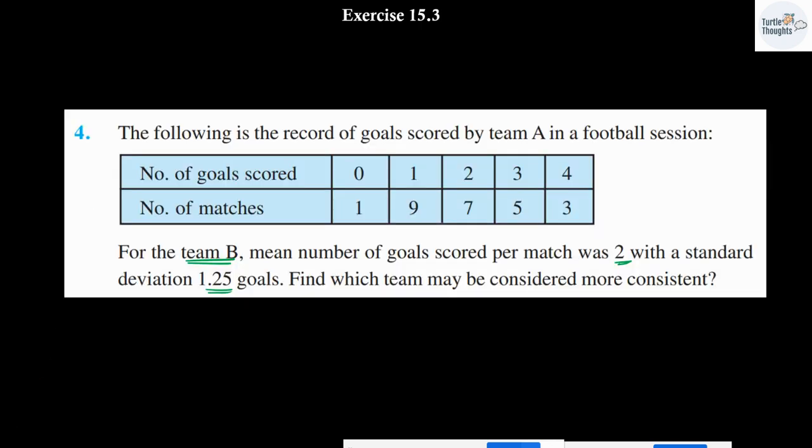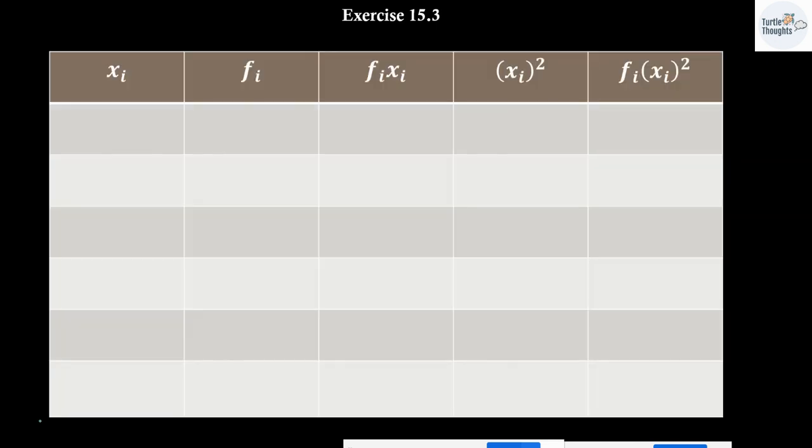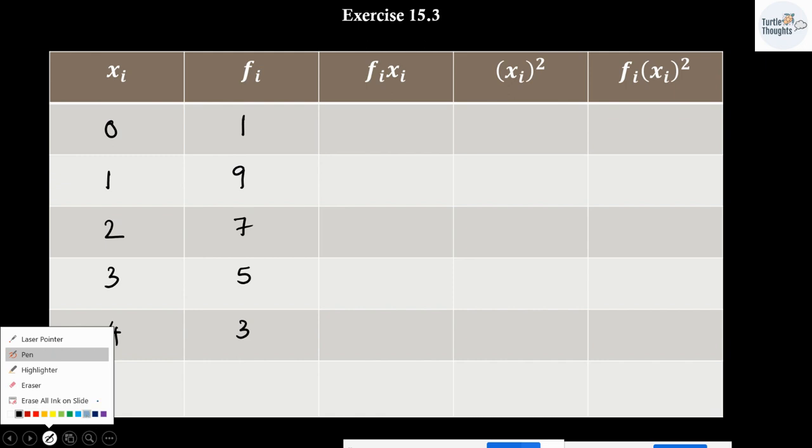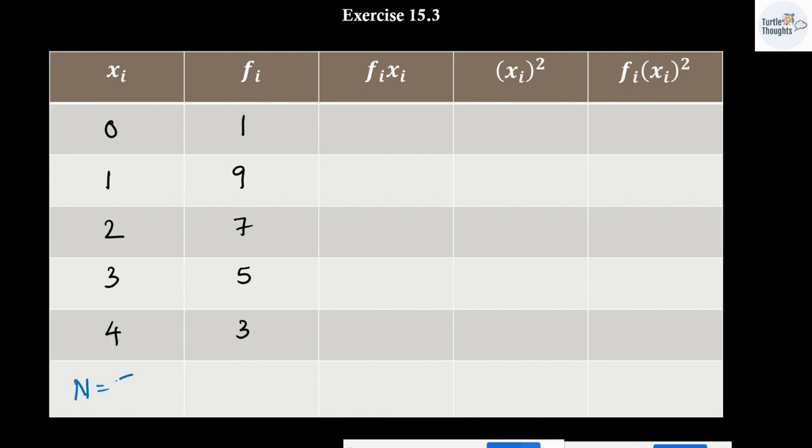Xi is given, which is going to be the number of goals 0, 1, 2, 3, and 4. So I'll start writing from here: 0, 1, 2, 3, and 4. Fi is also given. Fi is 1, 9, 7, 5, and 3. Now I can find out the value of n, which is given by summation of fi, which is going to be 9. 9 plus 1 is 10, 7 plus 3 is also 10, plus 5, it is going to be 25. I have got the value of summation of fi as 25.